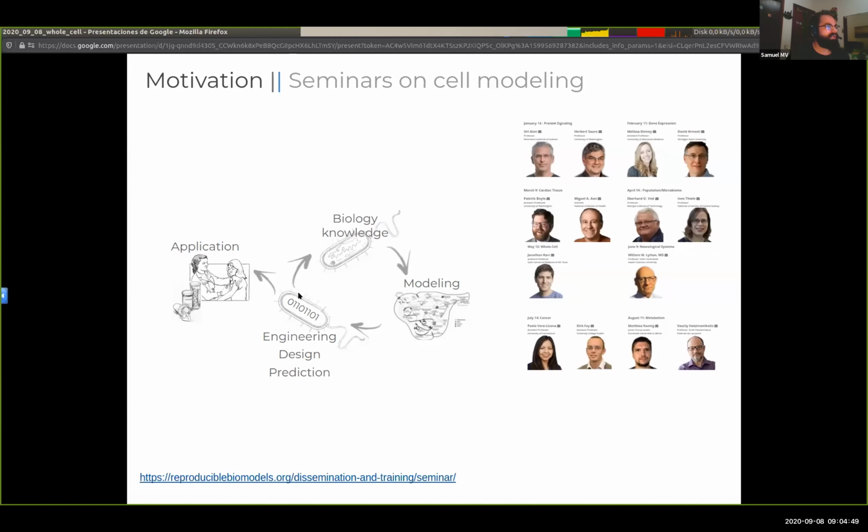Covering this, we have been from January to today, basically covering different elements from protein signaling to neurobiology. And for example, today, a second session in whole cell modeling.